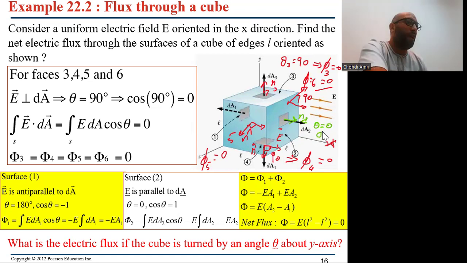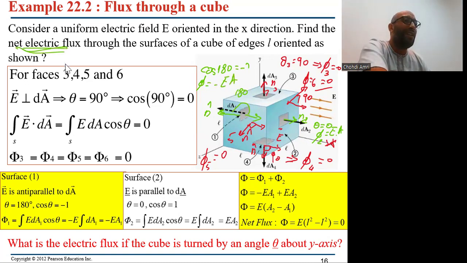So phi 2 should be E dot A, the product between E and the surface area A. What about the first face, with the normal vector in this direction, outward? What's the angle between the electric field, which is pointing in the positive x direction? The angle here is 180. Cosine 180 gives -1, so phi in this case will be minus EA.